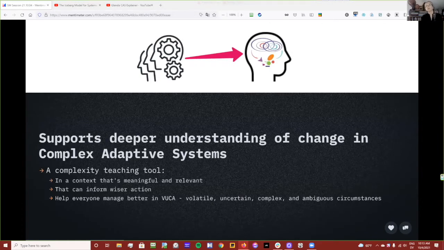We're also undermining that mechanistic worldview, because a social system map can be a tool for teaching about complexity in a context that's meaningful and relevant to the people in the map. It's not the abstract, big picture complexity conceptually. It's the complexity in the context that's really important to me here and now and today, with the changes I'm trying to make. As a tool for complexity, it can also inform wiser action and help everyone learn how to manage better in what we call VUCA, which is volatile, uncertain, complex, and ambiguous circumstances.